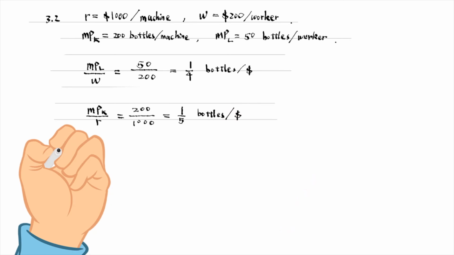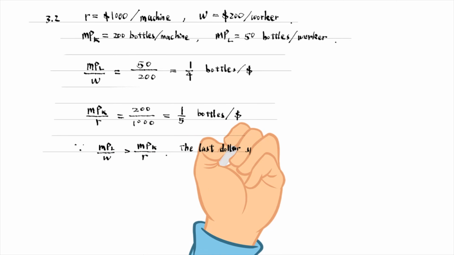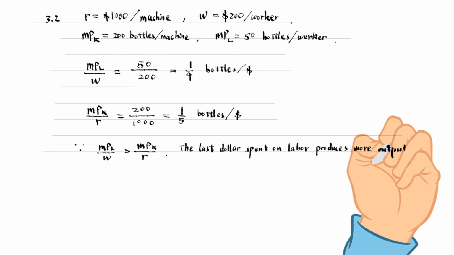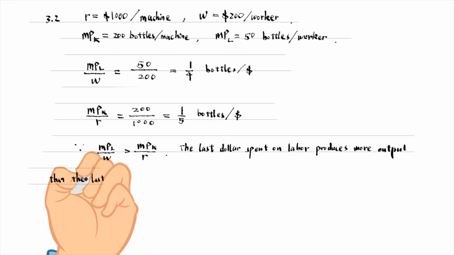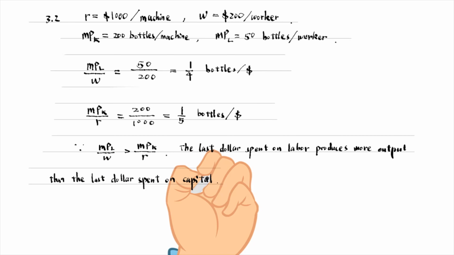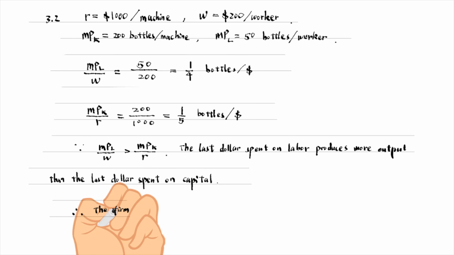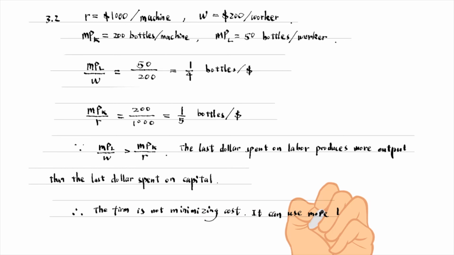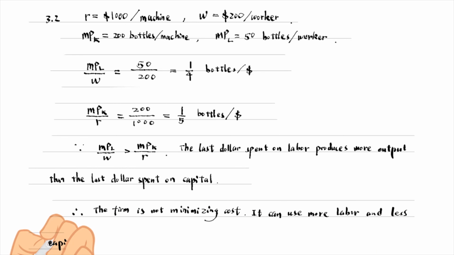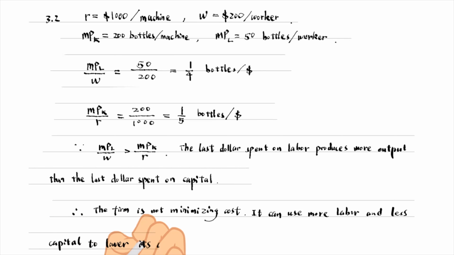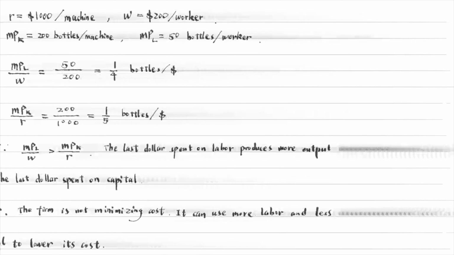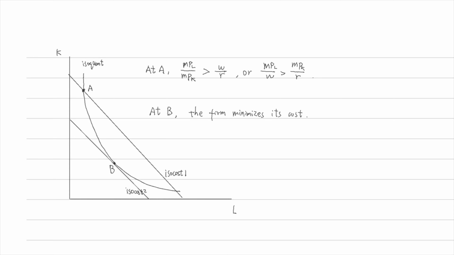Since the last dollar spent on labor produces more output than the last dollar spent on capital, the firm is not minimizing its cost. It can use more labor and less capital to lower its cost to produce a given level of output. The graph shows that the firm is at point A now. As it adjusts its inputs and moves to point B, it minimizes its cost.